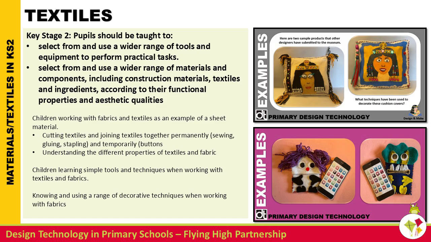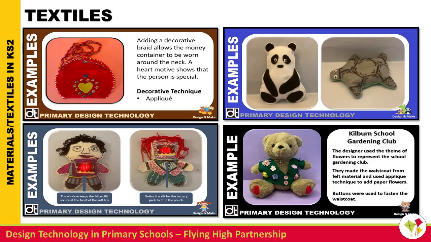Textile products that children design and make in Key Stage 2 will be more complex and sophisticated than those created in Key Stage 1 and could include cushions and mobile phone covers, as shown on the screen now. And here are examples of money containers and purses, soft toys for a fundraising charity, an electronic interactive soft toy, and a waistcoat made for a teddy bear mascot. These are projects that feature in our scheme of work and are textile based.